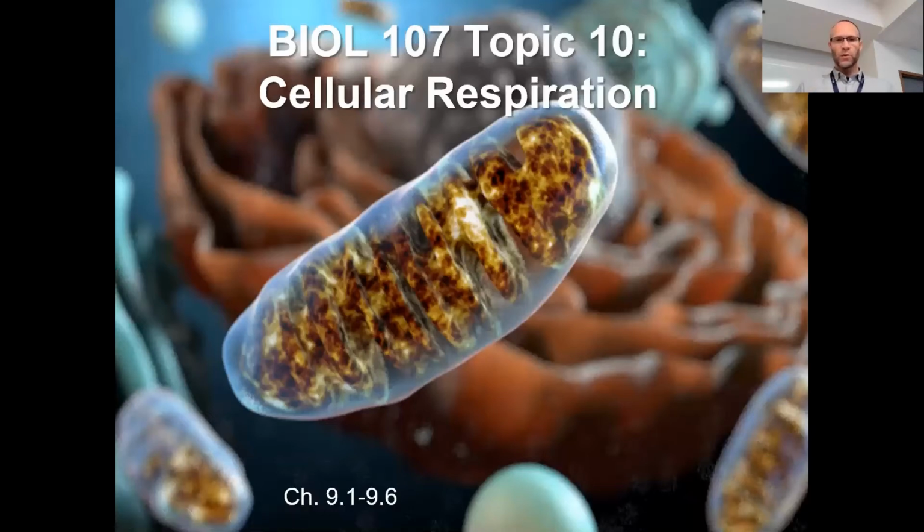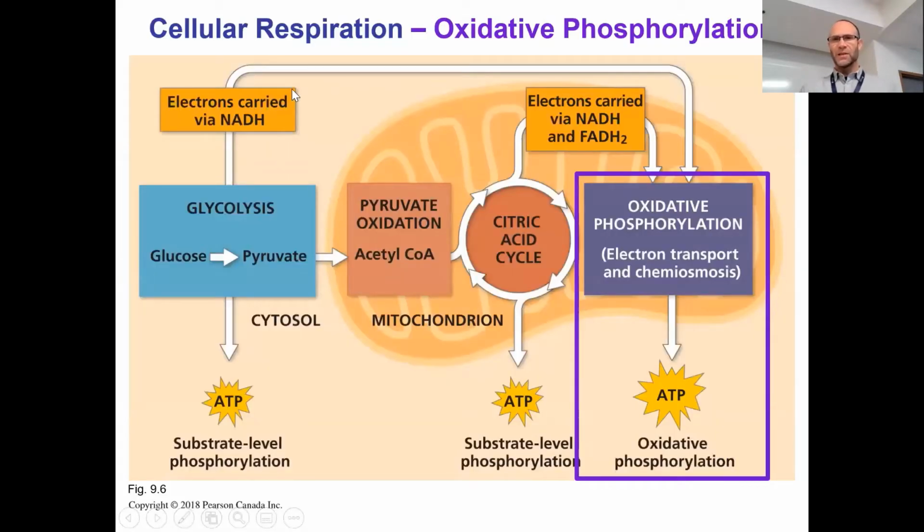Cellular respiration, part 2. Today we're going to talk about the electron transport chain. We're going to talk about fermentation and maybe just a little bit about photosynthesis. So let's do this. Last day, we left off, we talked about glycolysis, pyruvate oxidation and the citric acid cycle, and I had a minute to introduce oxidative phosphorylation, and that includes the electron transport chain and chemiosmosis.